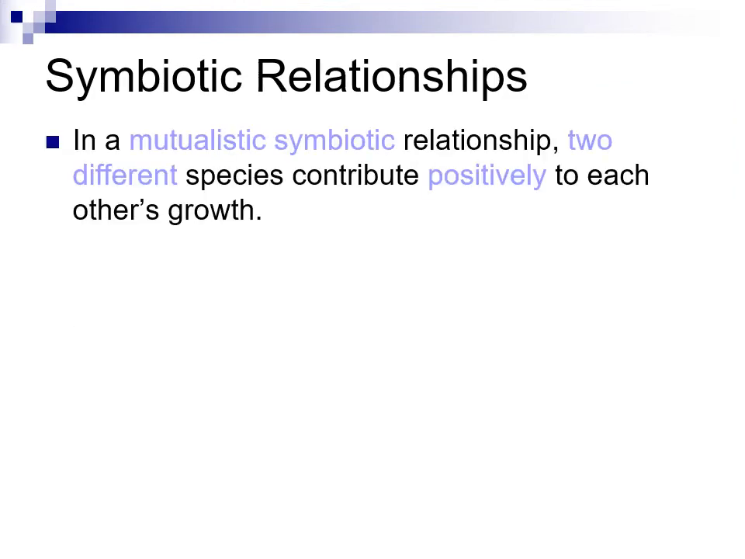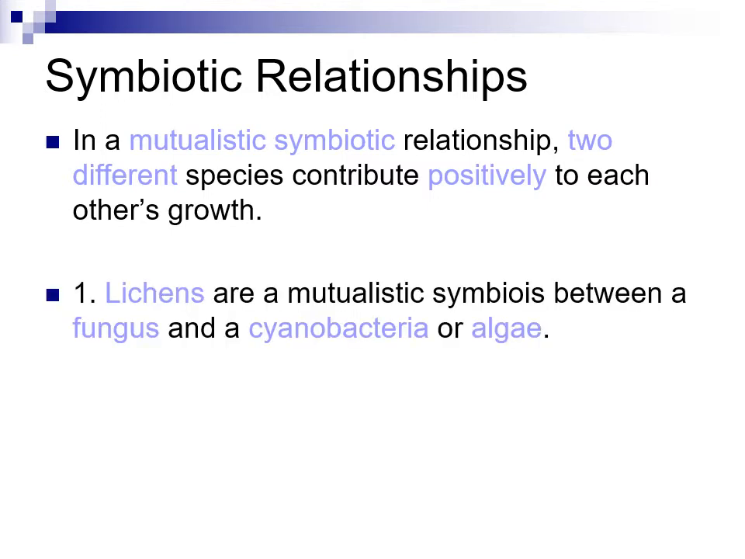Okay, so let's take a look at some examples of symbiotic relationships. So if we call it a mutualistic symbiotic relationship, then basically these two different species of organisms are living together and they both are getting a positive result. So they're both contributing positively to each other. So it's mutualistic. So the first example here is the lichens. And I know I mentioned them for some of you that might have been in my 1408 class. We talked a little bit about lichens.